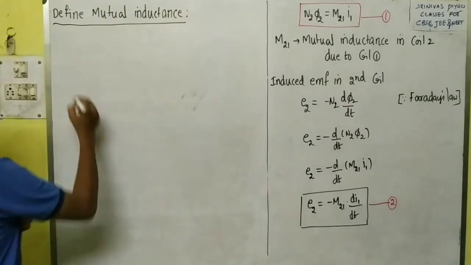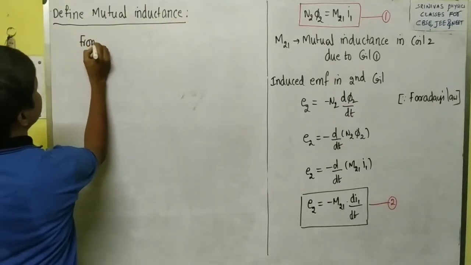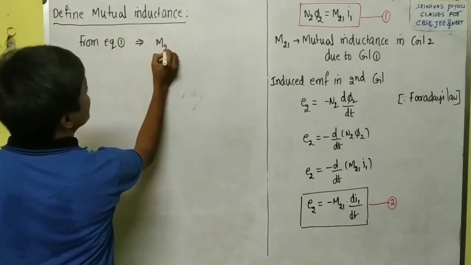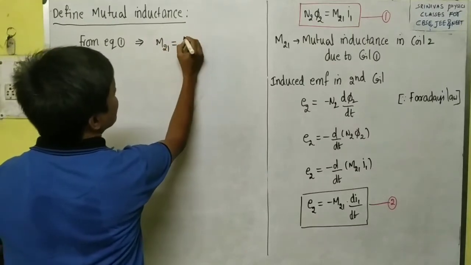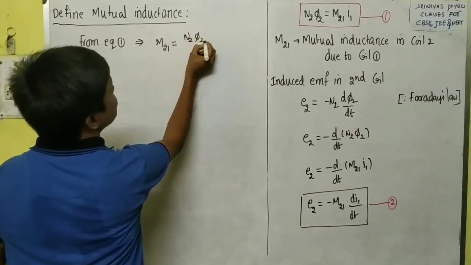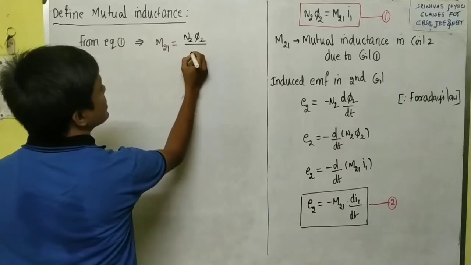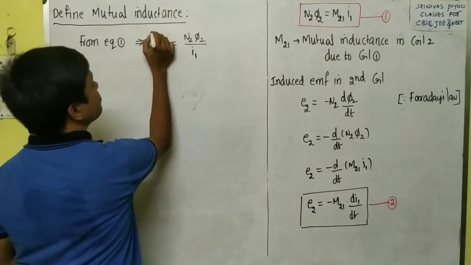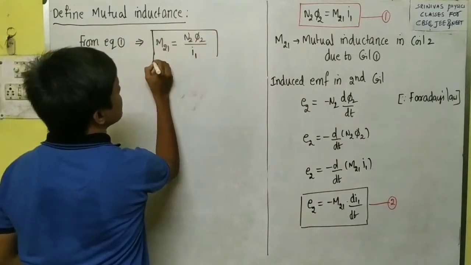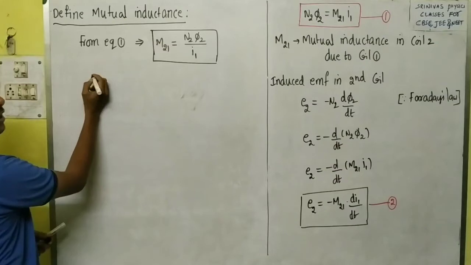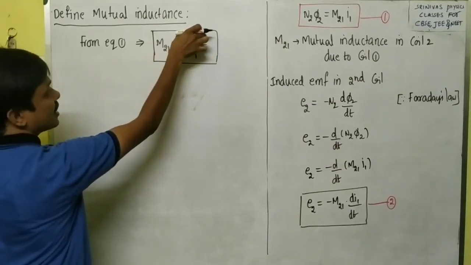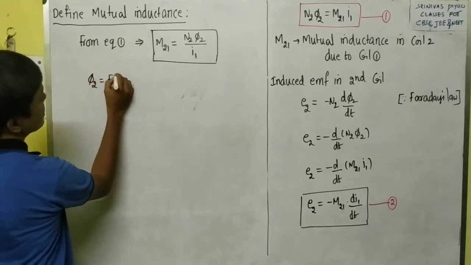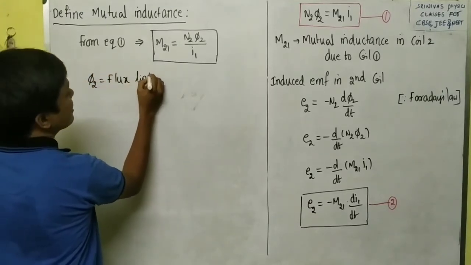From equation 1 we write the M formula, the mutual inductance of the second coil with respect to the first coil. We write it as N2 phi 2 by I1. Here, phi 2 is the flux linked with each turn of the coil, and N2 is the number of turns of the second coil.